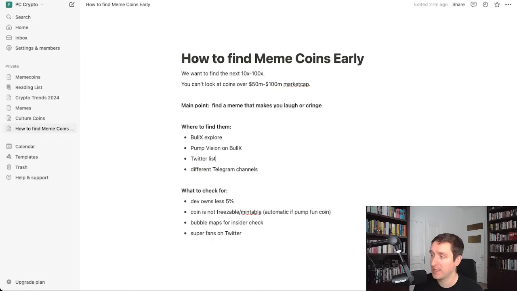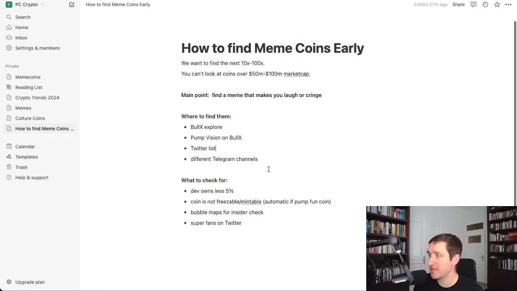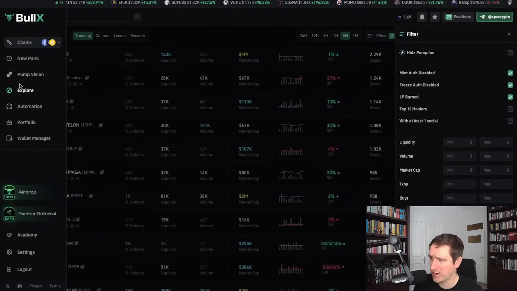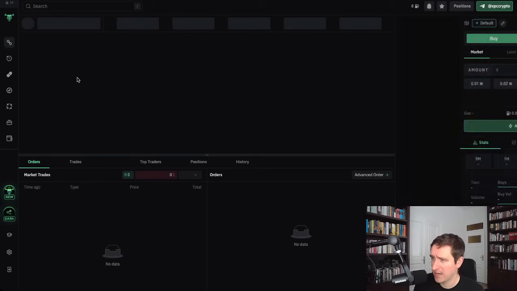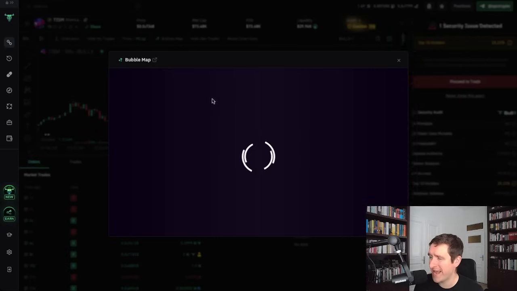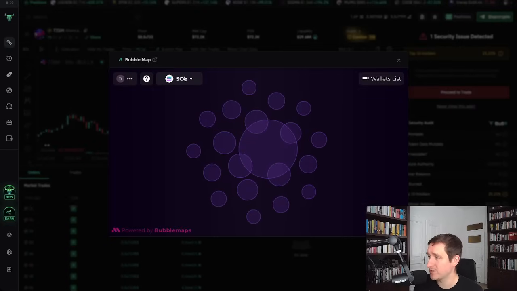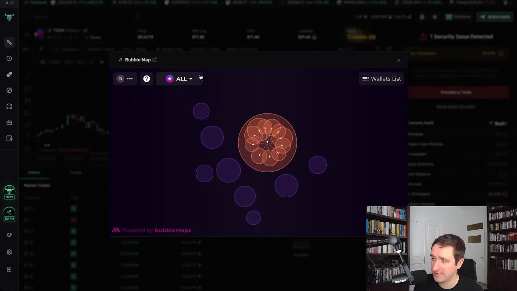This is important. Now, going back to some of the other things to check for: bubble maps for insider check. So you want to see how different wallets are connected if you were to go with particular tokens. Let's say we go with some random token here. Basically you have this option, bubble map, and if you go with that, the bubble map will be generated. Sometimes it's not available for newer coins, but this should be fine. And here you have it, what I meant.